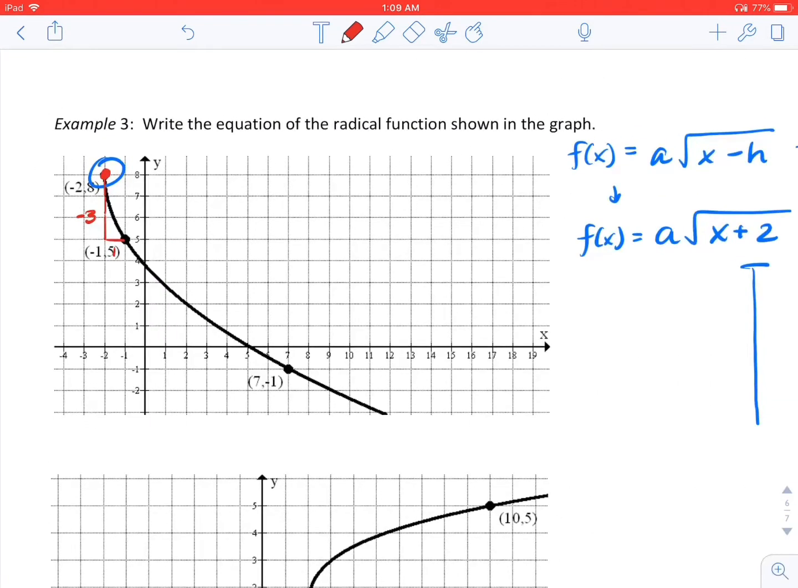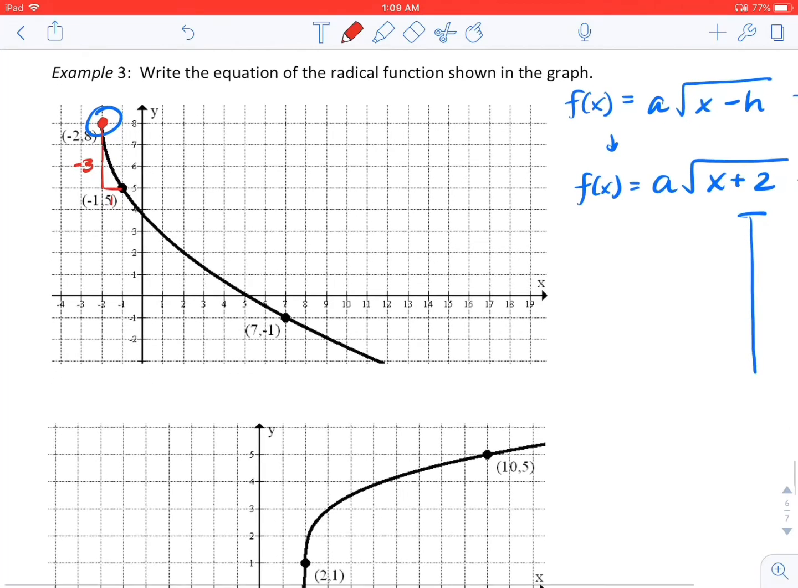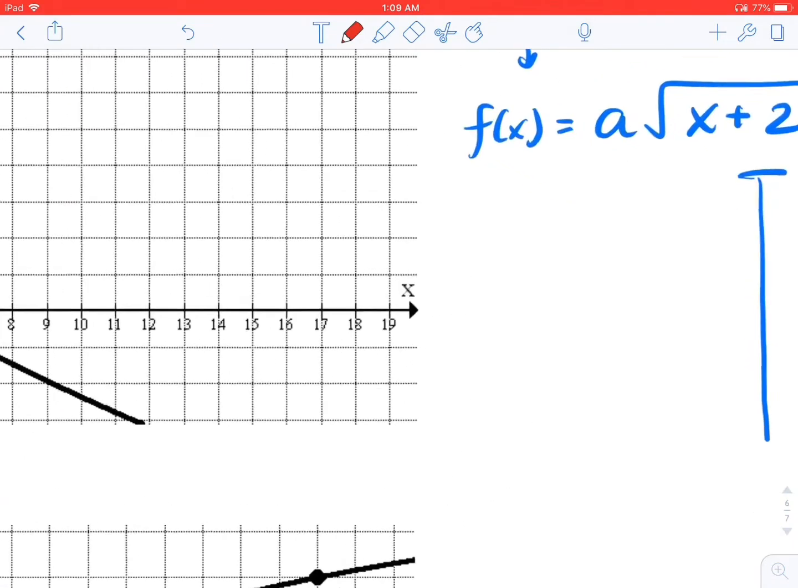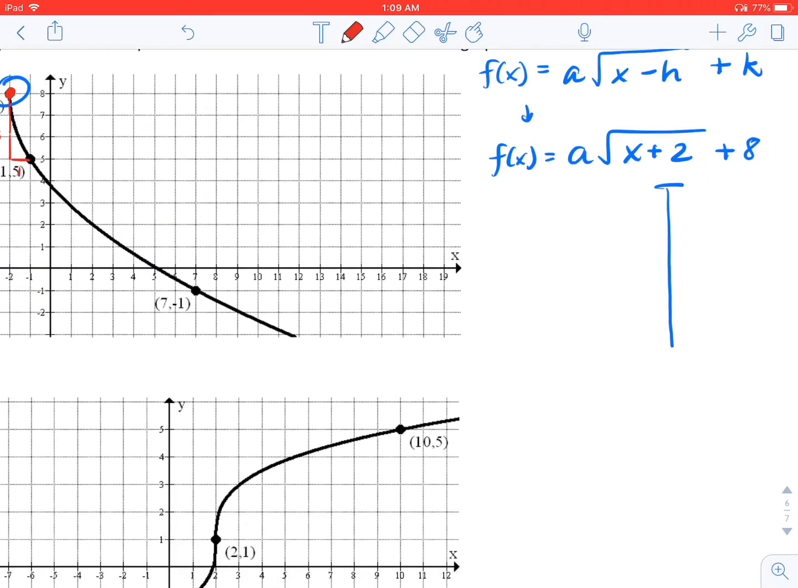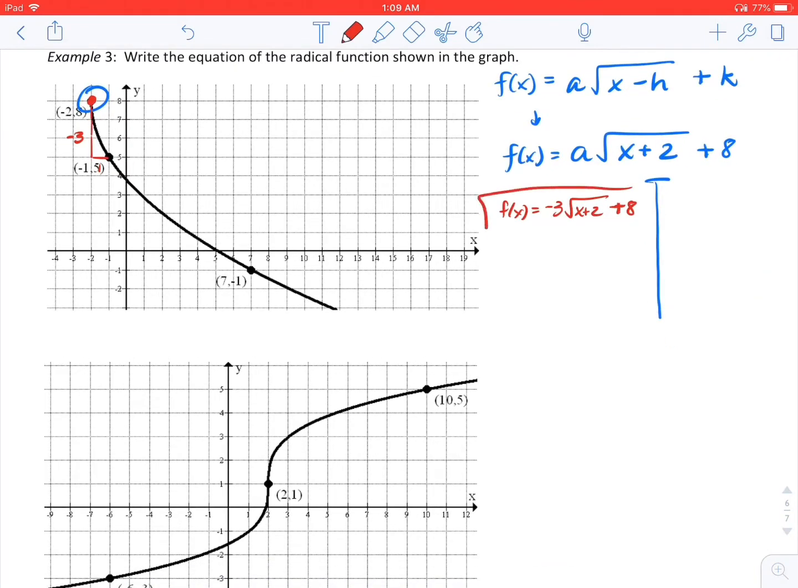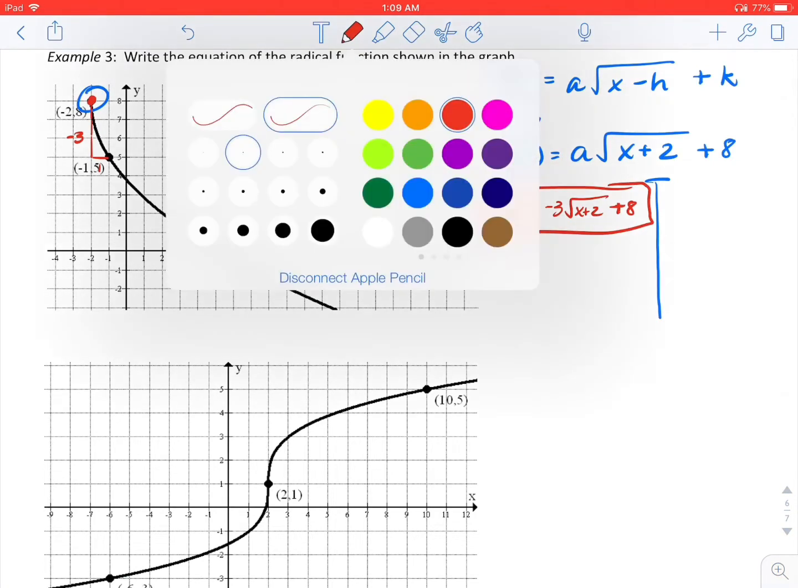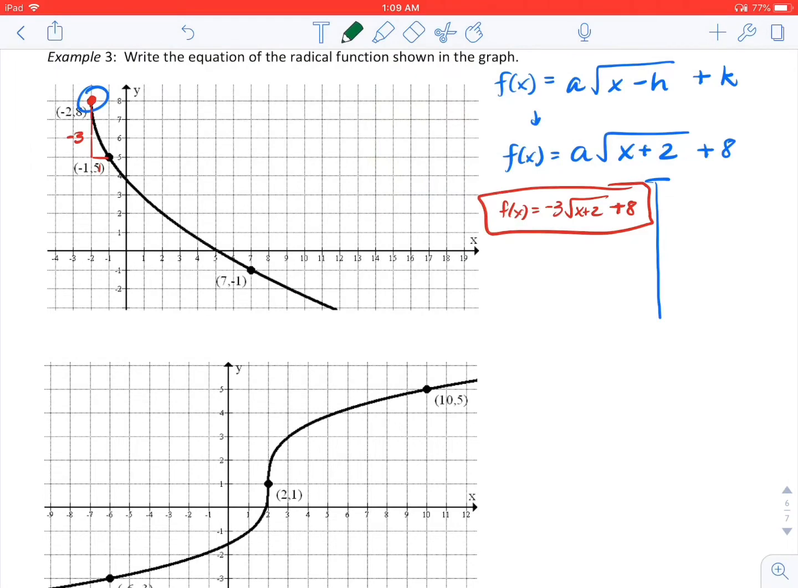Just as a quick heads up, that tells us what the a value is for a radical function. That just happens to be what it is. That a is negative 3, meaning our function is negative 3 square root of x plus 2 plus 8. If you're not comfortable using that approach, then you can use the approach that we've done before of picking another point on the graph, substituting it in, and solving for a. And it'll show you that you end up getting negative 3 as well.